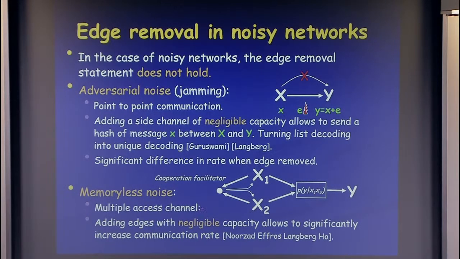And once you have this negligible channel that gives additional information to X1 and X2, you can get a high rate of communication. And if you remove this channel, the communication rate drops dramatically. Specifically, we design a certain channel that has this property. Not for all channels this will happen. But for adversarial noise and for memoryless noise, removing an edge can have a significant effect.